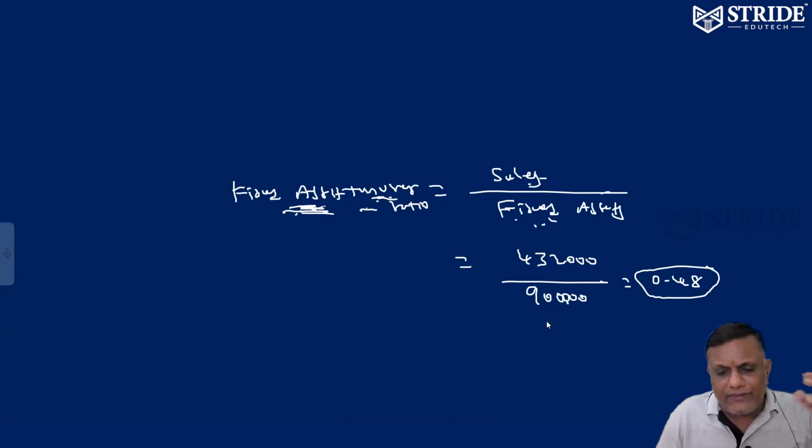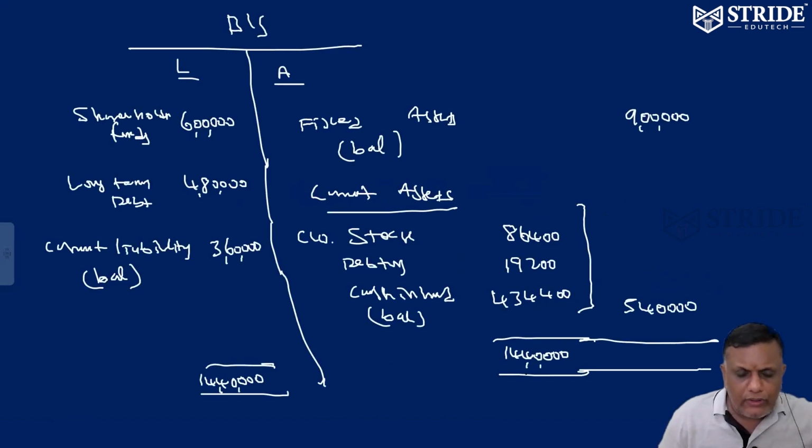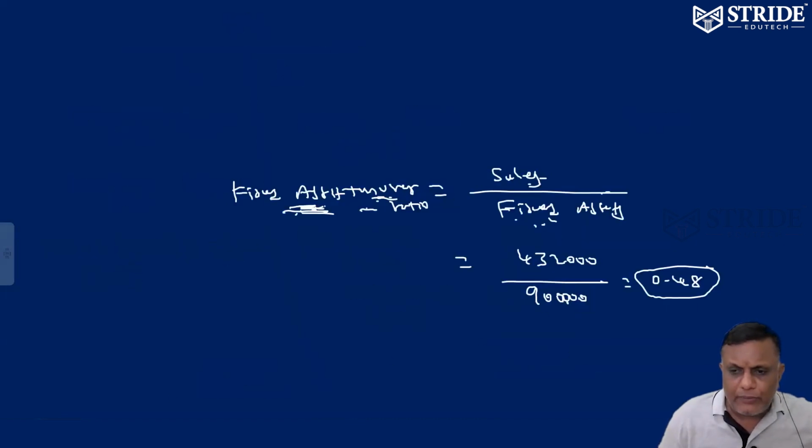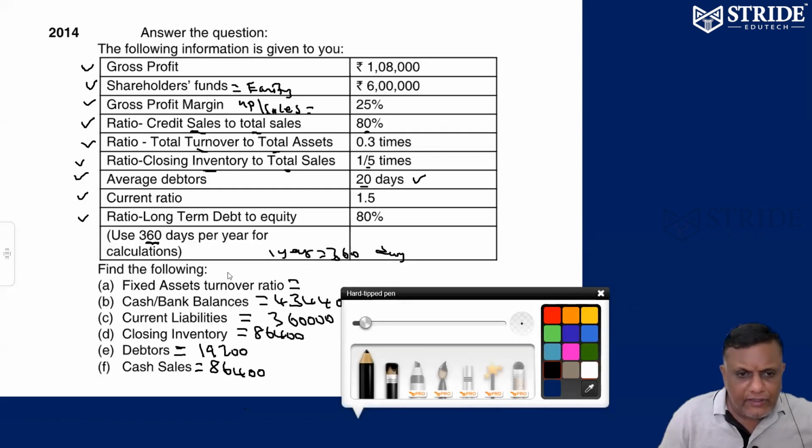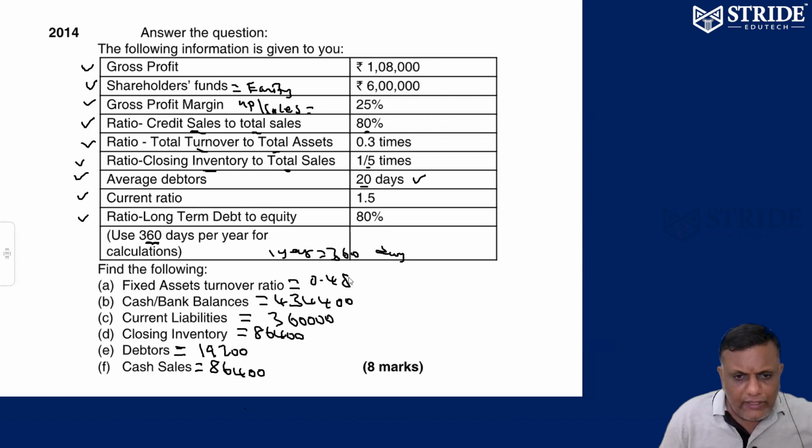So 0.48. Out of 9 lakhs invested in fixed asset, sales is 4 lakh 32. This company is doing poor sales. So they are having a poor fixed asset turnover ratio. Conclusion: they are not using the asset properly. So fixed asset turnover ratio is equal to 0.48.